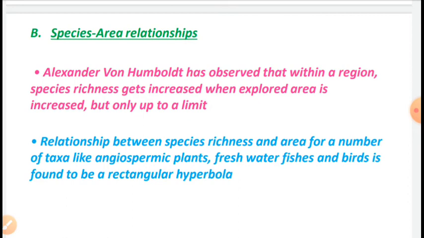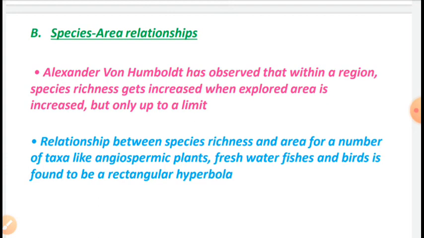It means that species richness does not increase continuously with the explored area; it is only up to a certain limit. On the basis of this exploration in the wilderness of South American jungles, the German naturalist Alexander von Humboldt proposed that within a region species richness increases with increasing explored area, but only up to a limit.